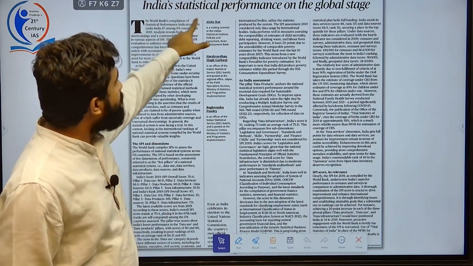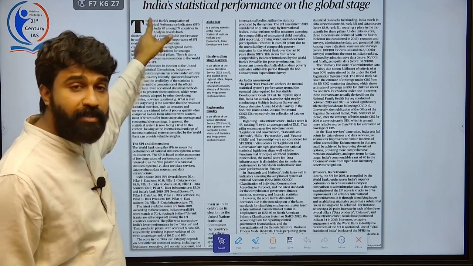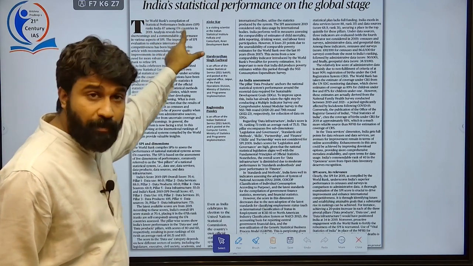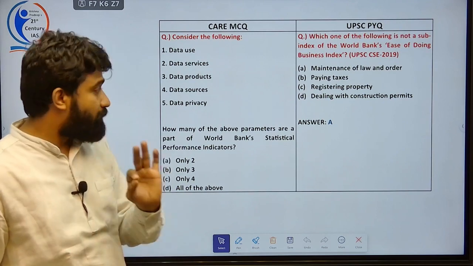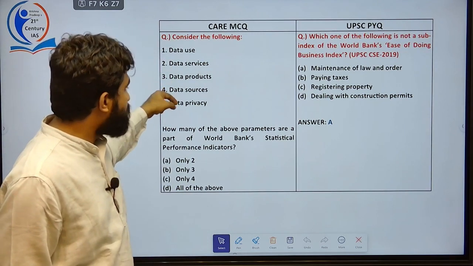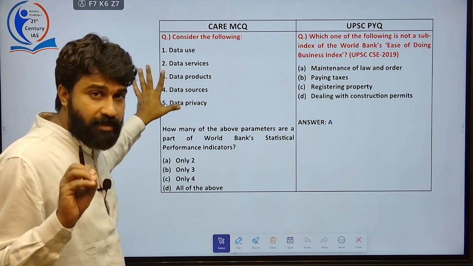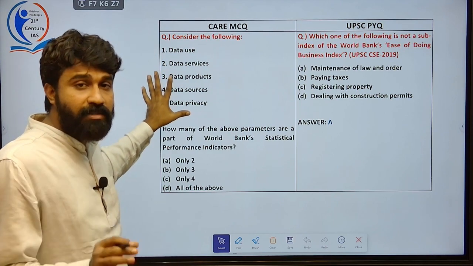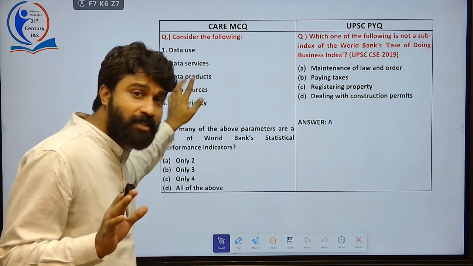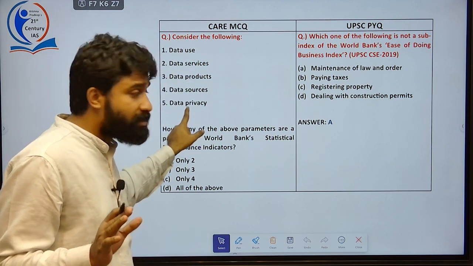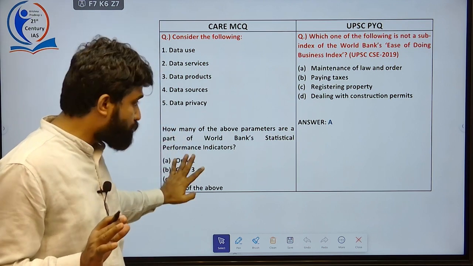India's statistical performance on the global stage. It is given by the World Bank, which is a compilation of the Statistical Performance Indicators, that is SPI indicators. What are those parameters given here? There are 5 parameters, that means 5 dimensions under this World Bank SPI. Data use, services, products and sources, these 4 are part of it, and the fifth one is data infrastructure. Therefore, only 4 given statements are true here.